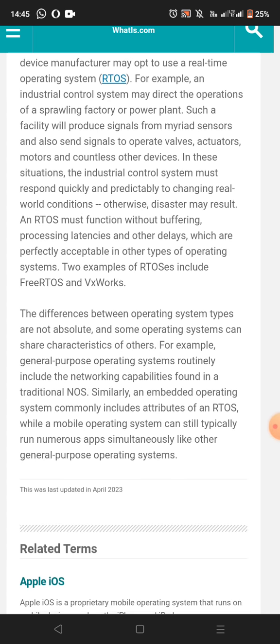The differences between operating system types are not absolute, and some operating systems can share characteristics of others. For example, general purpose operating systems routinely include the networking capabilities found in a traditional NOS. Similarly, an embedded operating system commonly includes attributes of an RTOS, while a mobile operating system can still typically run numerous apps simultaneously like other general purpose operating systems.